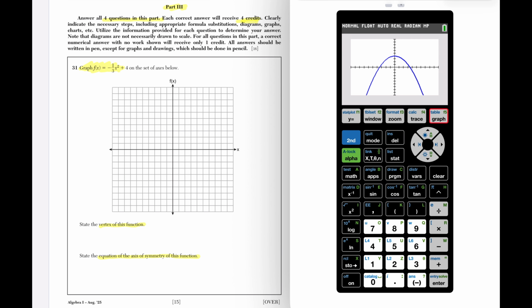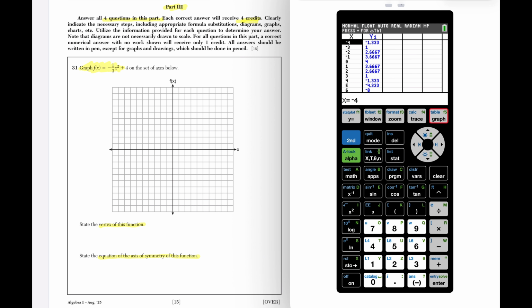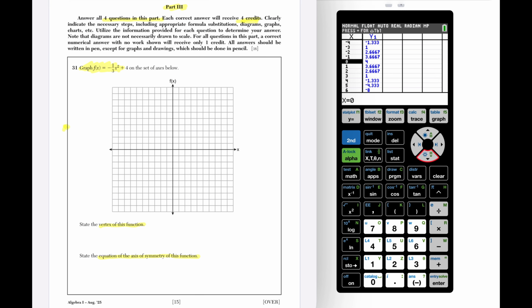Let's graph it, and it's going to show me a picture of what my graph is supposed to look like. Now I like to then go and get my table so I can get the points that I really need. And let's see, so I like when x is 0, so I want this easy point, (0, 4).